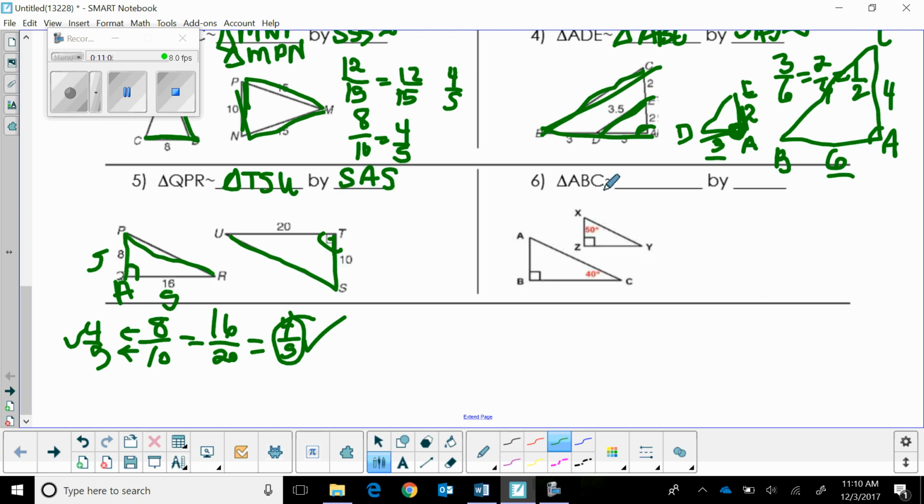Okay, let's look at ABC. So ABC and X, Z, Y look like they'll be similar. So let's name those X, Z, Y. And let's look. We have a 90-degree angle and they match. Now this angle up here is not given. This one's 40, but we know that if this is 50, this is 40 because these two angles in a right triangle are complementary. So by angle, angle, we have enough information to say the two triangles are similar.